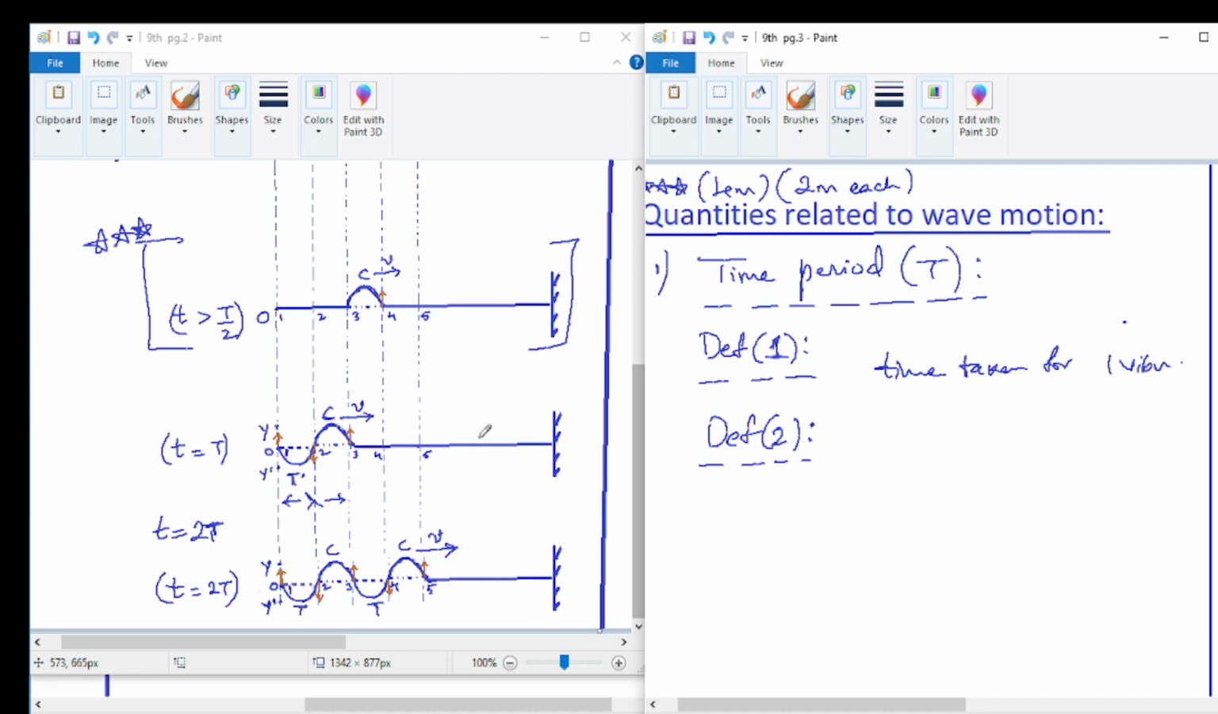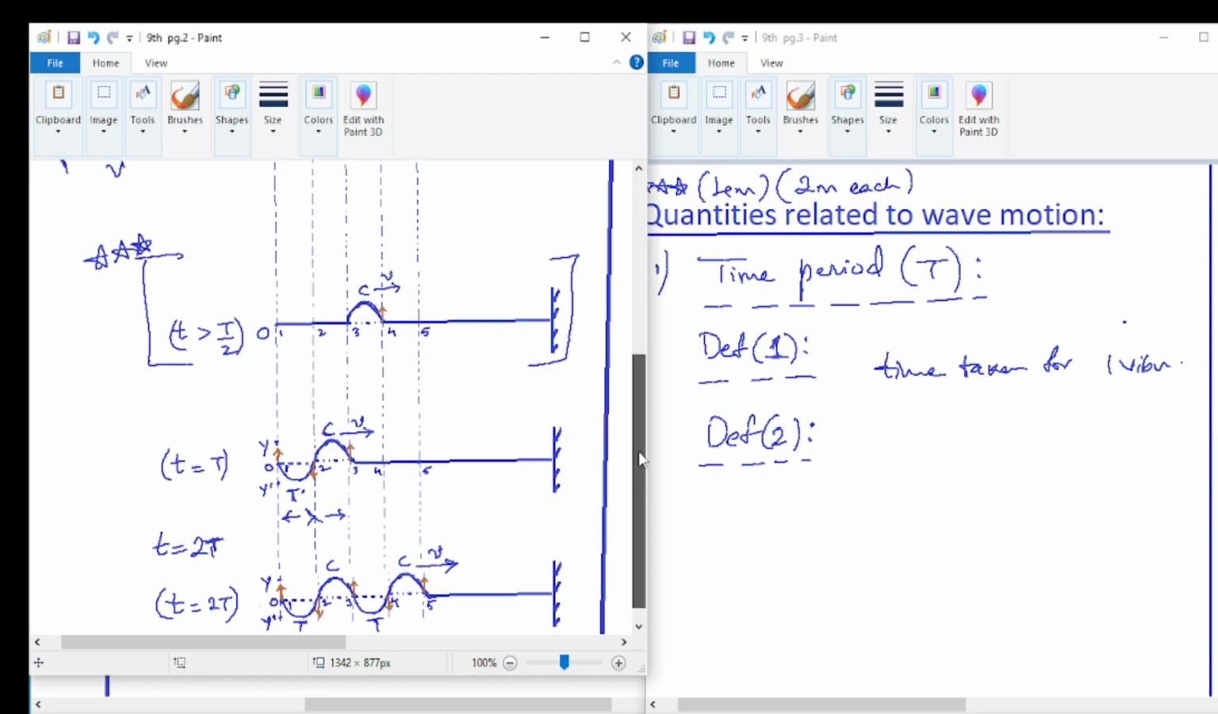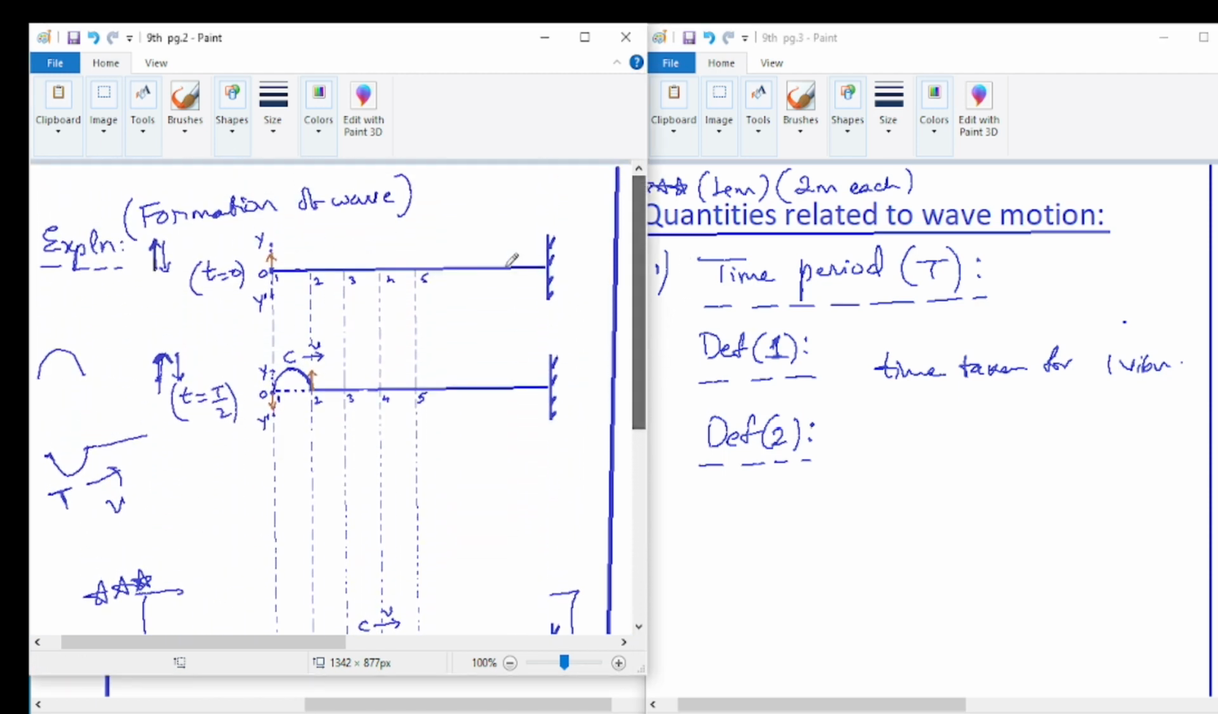Now just see here, in one time period, up to what distance the wave has advanced, from particle 1 to particle 3. The wave has advanced from particle 1 to particle 3. So now just observe here, in one time period, earlier at time t equal to 0, there was no wave present here. The entire string was undisturbed.